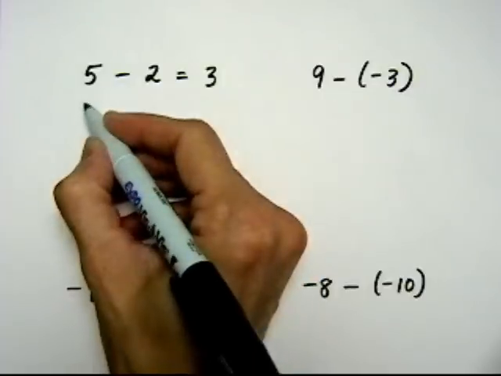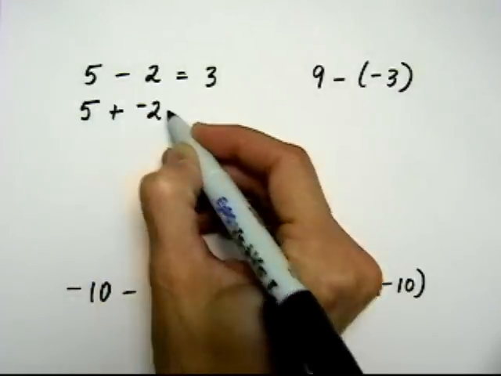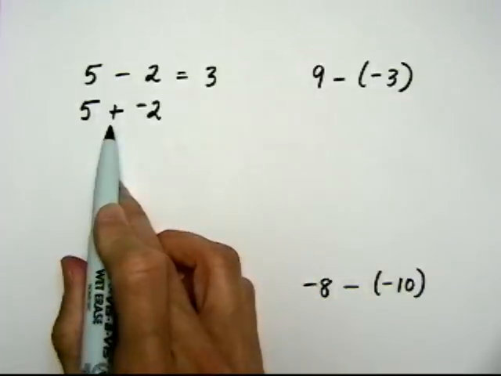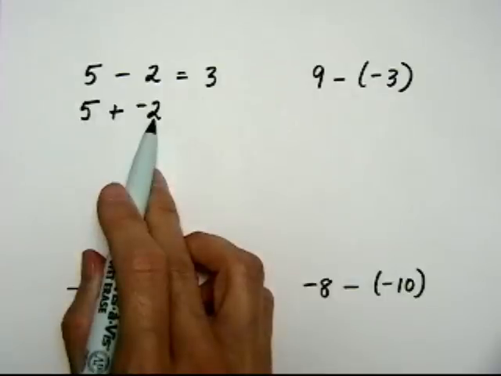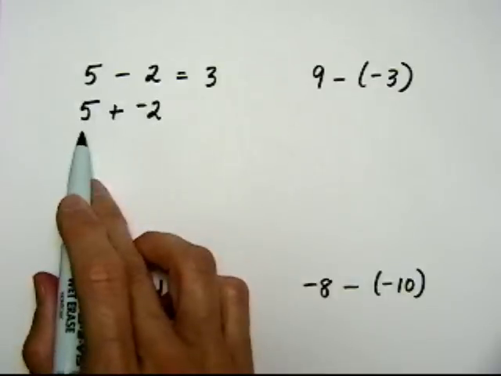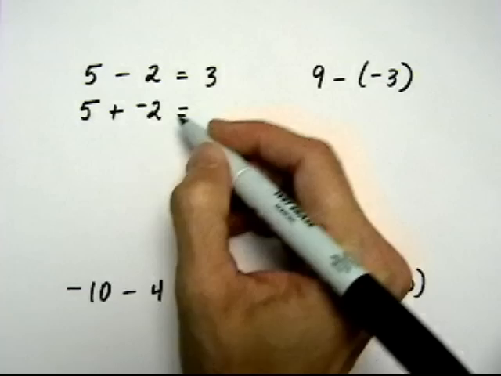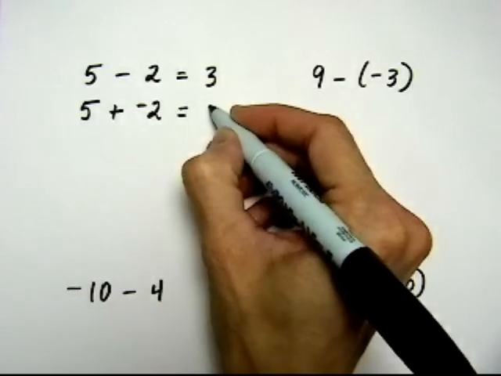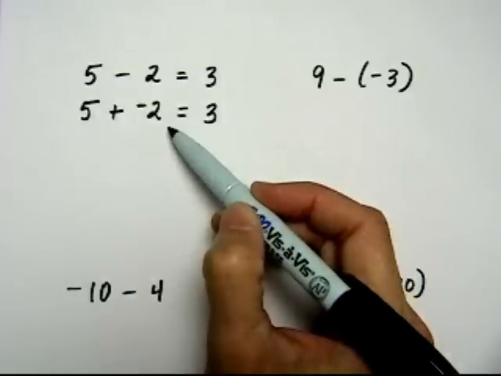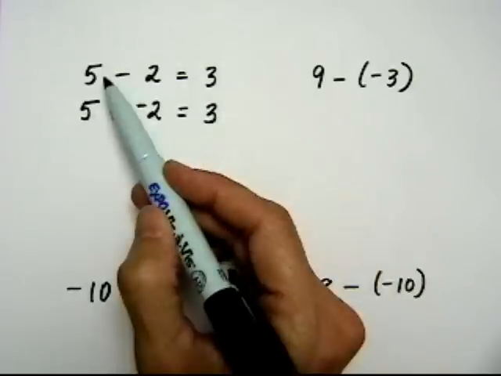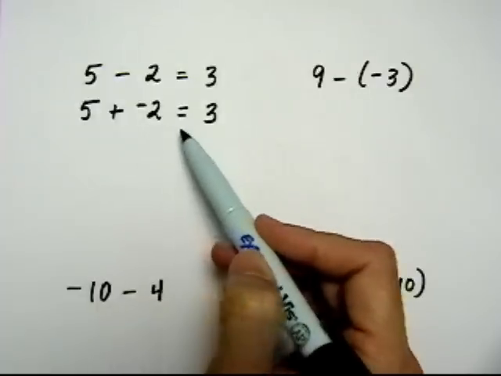What if I had instead 5 plus a negative 2? Well, then we would have addition of two signed numbers with different signs. So we would keep the sign of the larger value, so we'd keep the positive with the 5. And then we'd take the difference of the two numbers, so we'd end up with a positive 3. So both of these give us a positive 3 answer, either 5 minus 2 or 5 plus a negative 2.